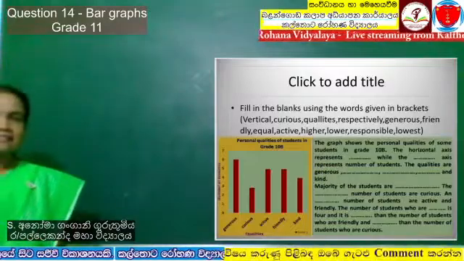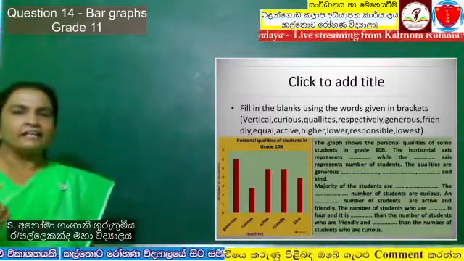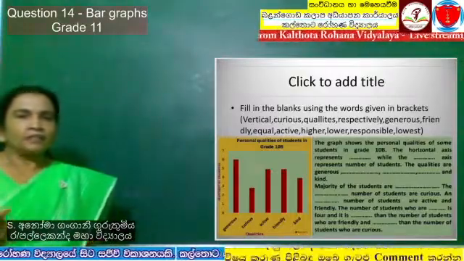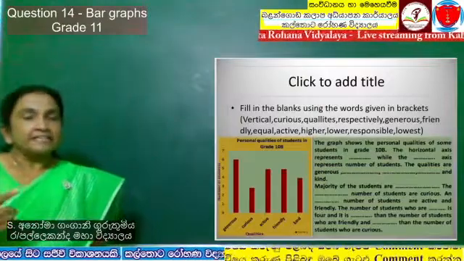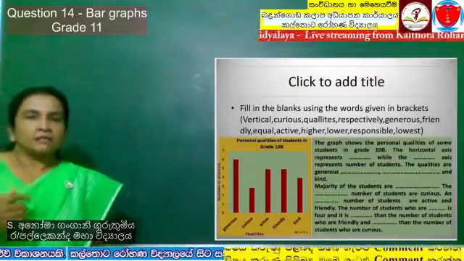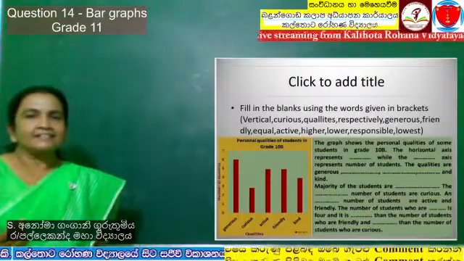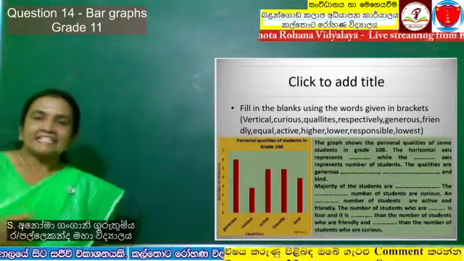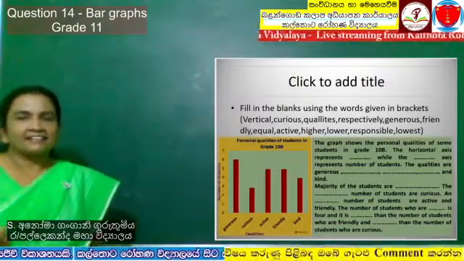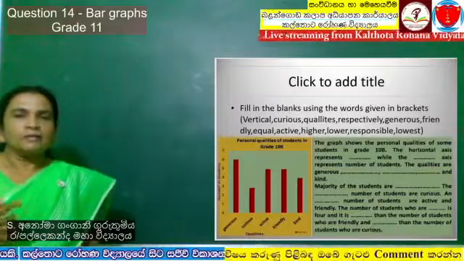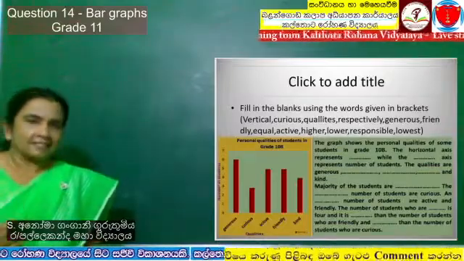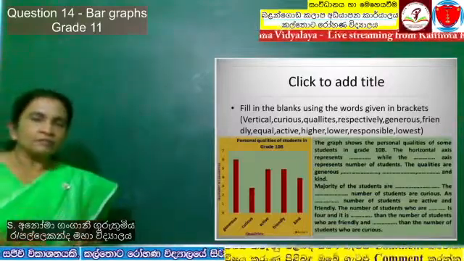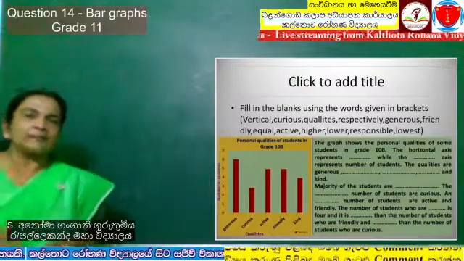Fill the blanks using the words given in brackets. What are the words? Vertical, curious, qualities, respectively, generous, friendly, equal, active, higher, lower, responsible, lowest. Those are the words. Using those words, we have to complete this paragraph.